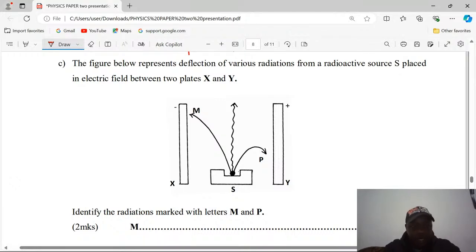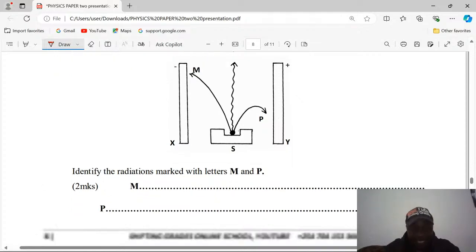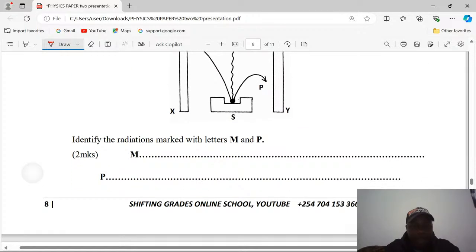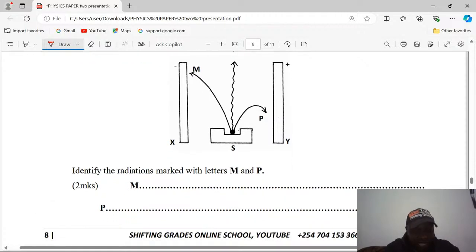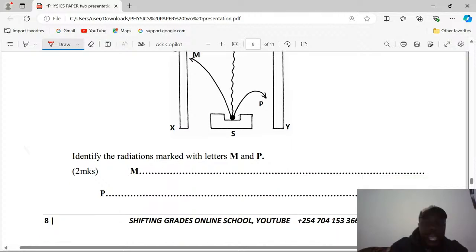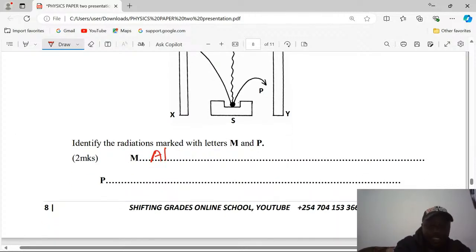The electric plate X is negatively charged. The other one, Y, is positively charged, as you can see. Identify the radiations marked with letters M and P. M, you can see it is being deflected towards the negatively charged plate. If it's going to the negatively charged plate, then it must be itself positively charged, and that must be alpha. It's an alpha particle.